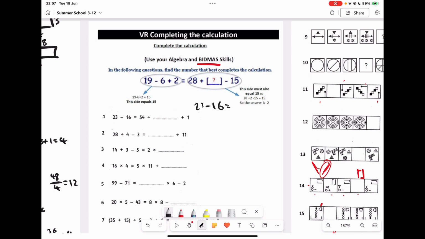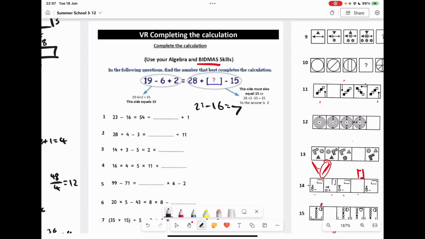So 23 minus 16 will be equal to 7. And then we have to get the same value on the other side. So what we can do first, because it's 54 divided by something plus 1, we can do minus 1. So we know that we need to get a value of 6 from 54 divided by something. So we know that 54 divided by 9 is 6.